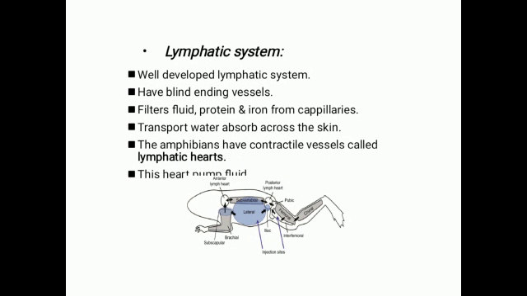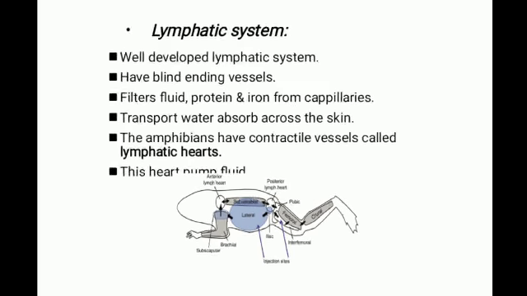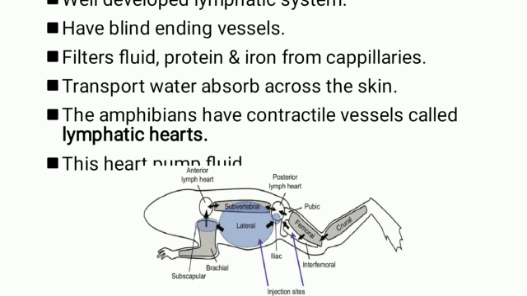Lymphatic system. Amphibians have a well-developed lymphatic system. It is composed of blind-ending vessels. It filters fluid, proteins, and ions from capillaries in tissue spaces and returns them to the circulatory system. The lymphatic system also transports water absorbed across the skin.